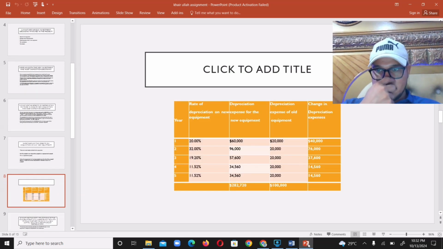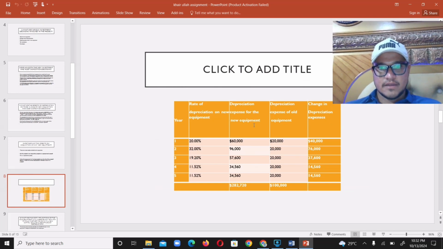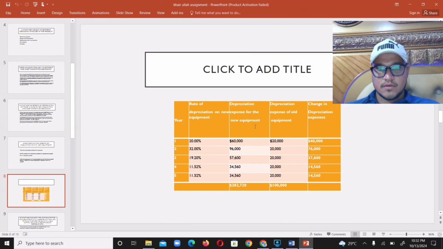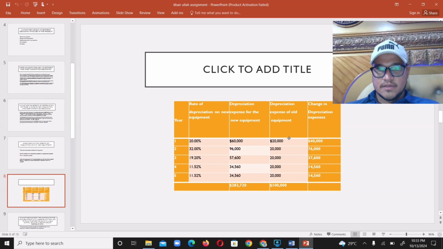It's a practical question. We practice it on the monitor and it's displayed on screen. Rate of the depreciation on new equipment. Depreciation expense for the new equipment. Depreciation expense of old equipment. After this, change in depreciation expense is 40,000. After 20%, year 1, year 2, year 3, year 4, year 5, and the overall expense for the new equipment is 2,82,720 and old equipment is 1 lakh.